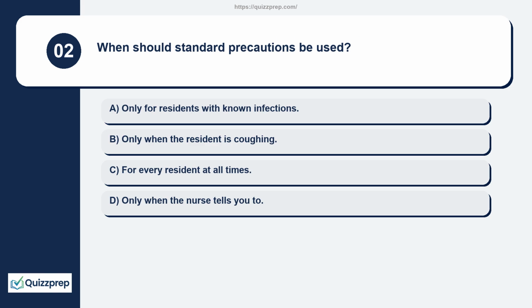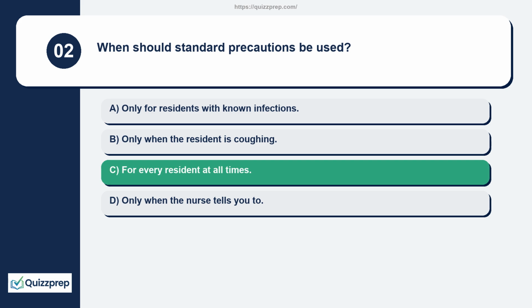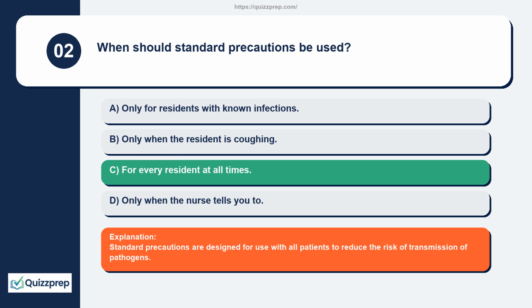Question 2. When should standard precautions be used? Only for residents with known infections, only when the resident is coughing, for every resident at all times, or only when the nurse tells you to? Standard precautions are designed for use with all patients to reduce the risk of transmission of pathogens.